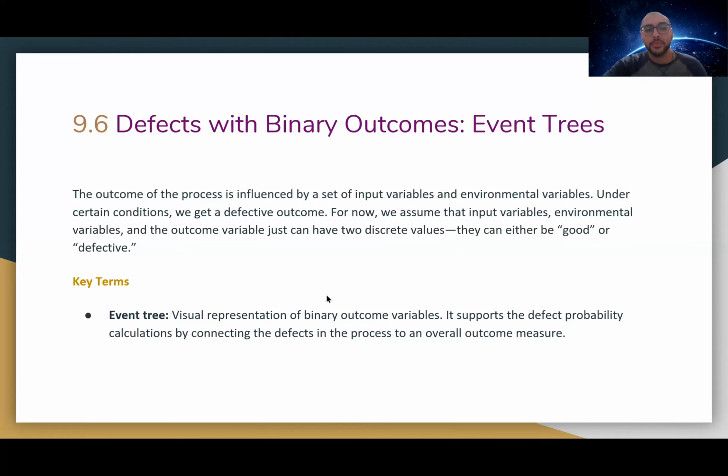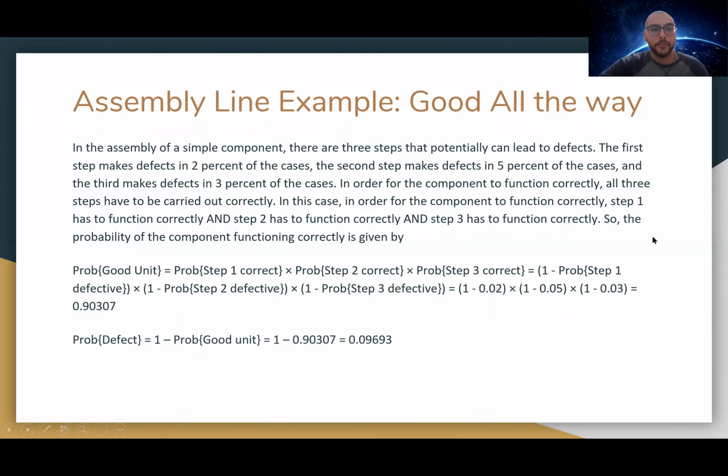And for key terms, we only have one, and it's event tree, and it's basically a visual representation of binary outcomes that supports the defect probability calculation by connecting the defects in the process to an overall outcome measure. And the book provides two examples to help explain what binary outcomes are.